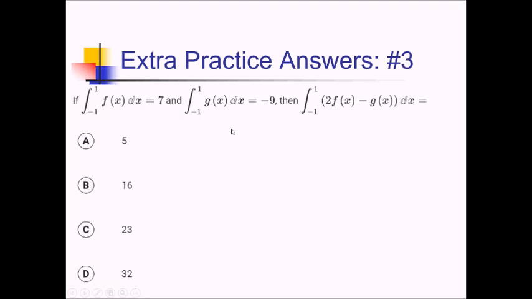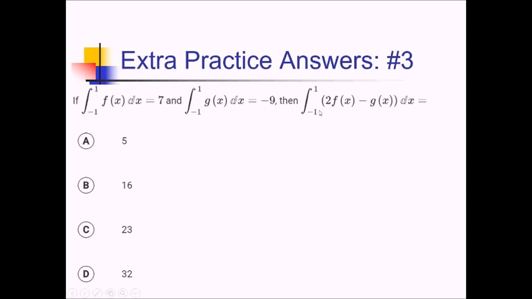On this problem, we're given an integral of f of x from -1 to 1, and also g of x, and a couple values of those. We want the integral from -1 to 1 of 2f of x minus g of x. Using our properties of definite integrals, we can split this up and also factor this 2 out of one of the integrals.